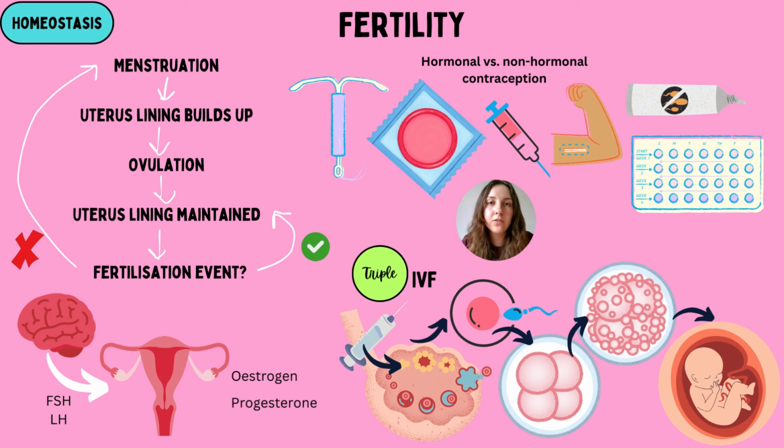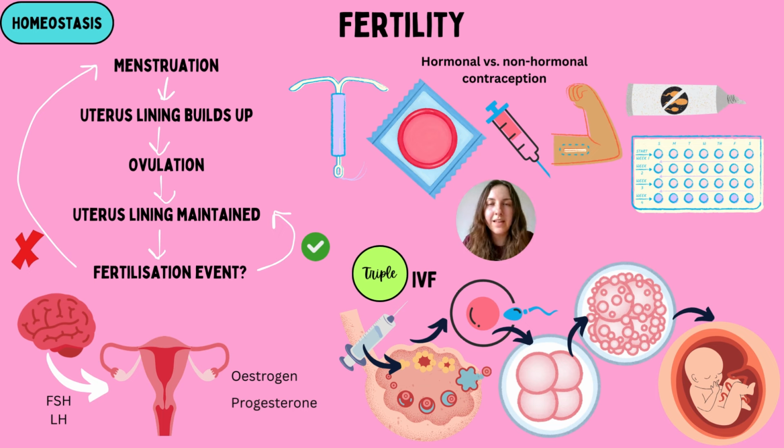However, if there is no fertilization event through sexual intercourse, essentially what happens is the uterus lining will break down and a period will occur, or menstruation starts again. Now, if you are a high tier student, you need to be able to see the interactions between these hormones. And if you're a foundation student, you should be able to just identify those different hormones and their functions.